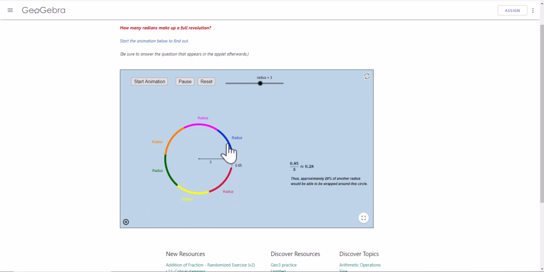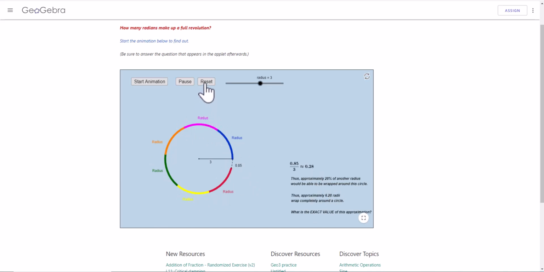So it took 1, 2, 3, 4, 5, 6 radii, and then we had this length left over, 0.85. So the length of that divided by the overall length of my radius gave me a distance of 0.28, right? So 0.28 of the radius is what it would take to fill in this small little bit. So if I take the 6 initially and then add the 0.28, it would take 6.28 radii to go all the way around this circle.